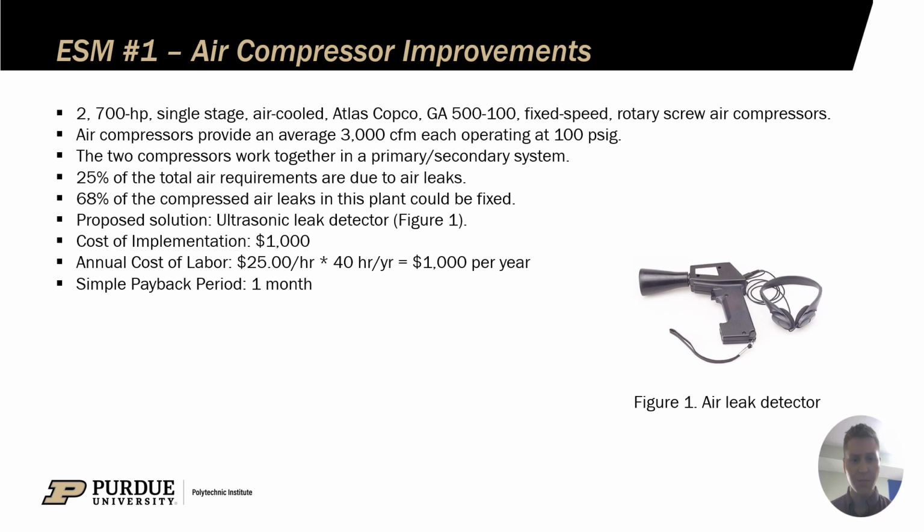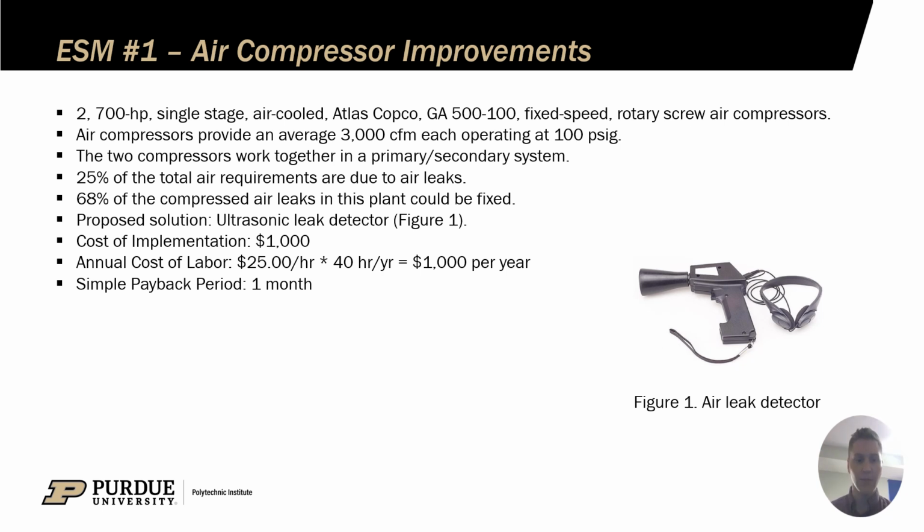So now that we've established some baseline information about the company, let's talk a little bit about how we can improve the air compressor system. Currently the facility uses two 700 horsepower air compressors, which are able to provide an average of 3,000 CFM each, operating at 100 psig. The two air compressors work together, where one is acting as the primary compressor and the other is acting as a supplement.